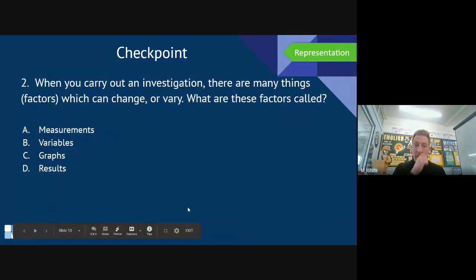Question 2. When you carry out an investigation, there are many things, factors, which can change or vary. What are these factors called? Are they called measurements, variables, graphs, or results? Now think about the earlier slide where we talked about those. Okay, so is it A, B, C, or D? Just jot your answer down.